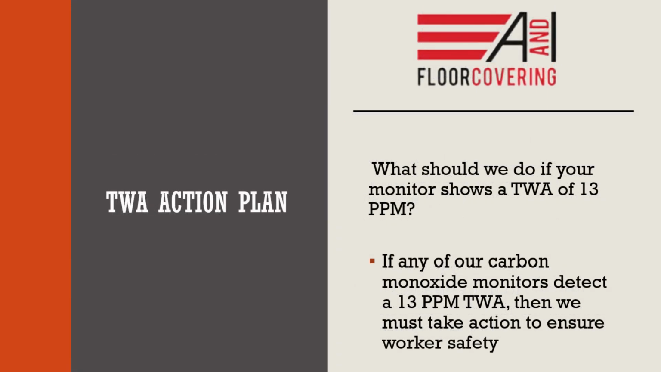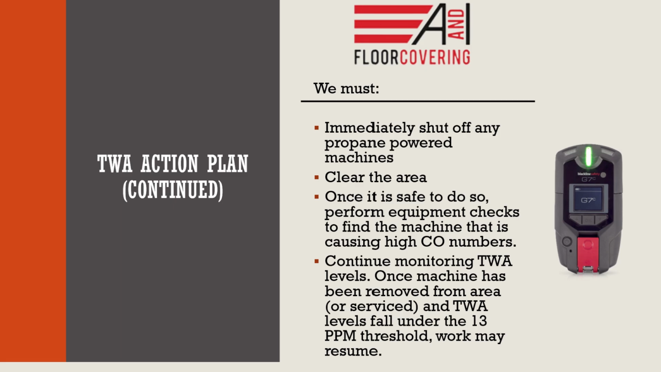What should you do if any of your carbon monoxide monitors reach the 13 parts per million TWA limit? We must immediately shut off any propane-powered machines. Clear the affected area. Then, once it is safe to do so, perform equipment checks to find the machine that is causing high CO numbers. We will continue monitoring TWA levels. Once the machine causing high readings has been removed from the area or serviced, and TWA levels fall under the 13 parts per million threshold, then work may resume.